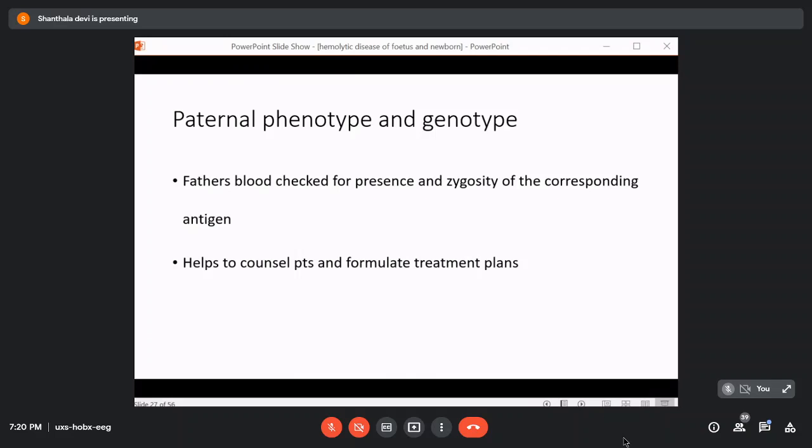Paternal phenotype and genotype: the father's blood is checked for the presence and zygosity of the corresponding antigen. If the father is heterozygous, then the fetus sample can be taken and checked. If the fetus is negative for the corresponding antigen, then there is no further requirement to investigate the baby. This will help to counsel the patient as well as formulate treatment plans.